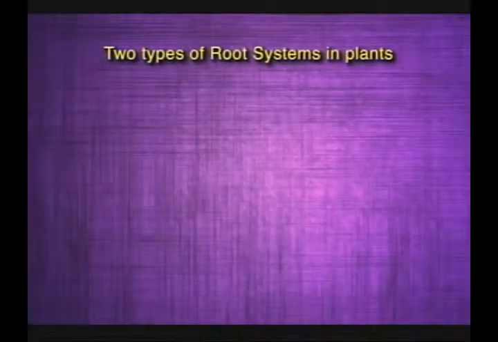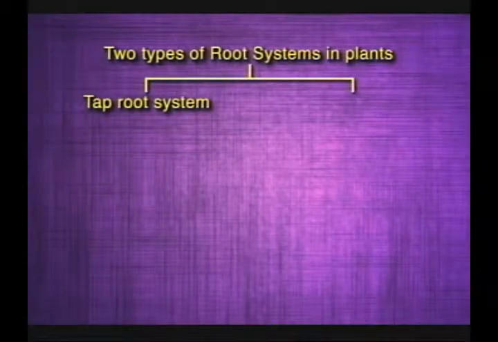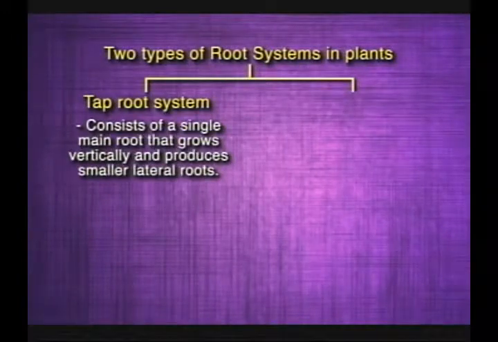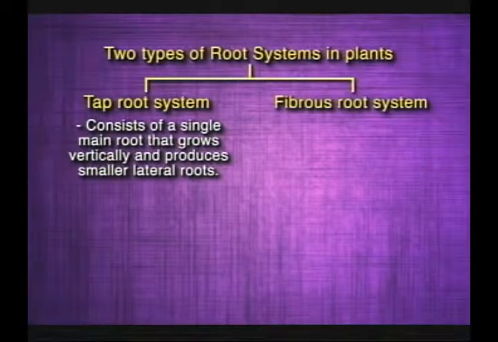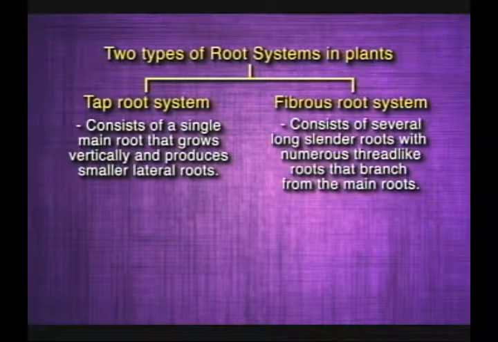There are two types of root systems in plants. The first plant has a taproot system. The taproot system consists of a single main root that grows vertically and produces smaller lateral roots. The second root system is the fibrous root system. The fibrous root system consists of several long and slender roots with numerous thread-like roots that branch from the main roots.